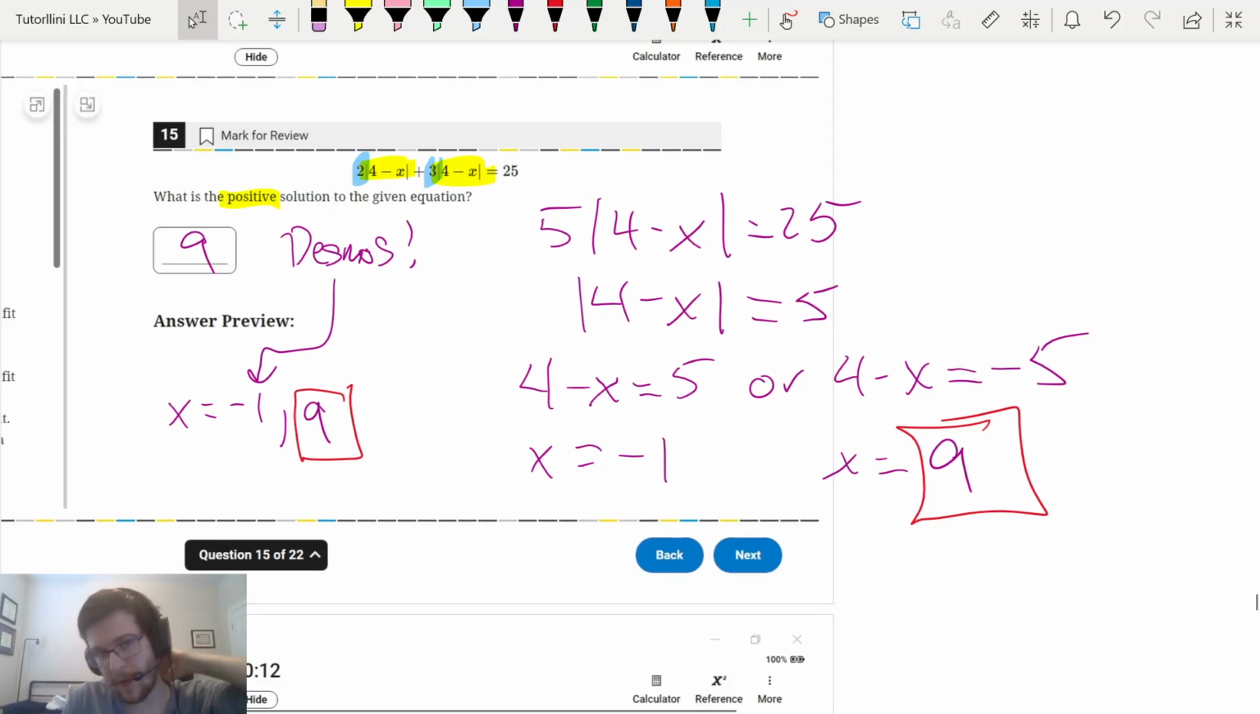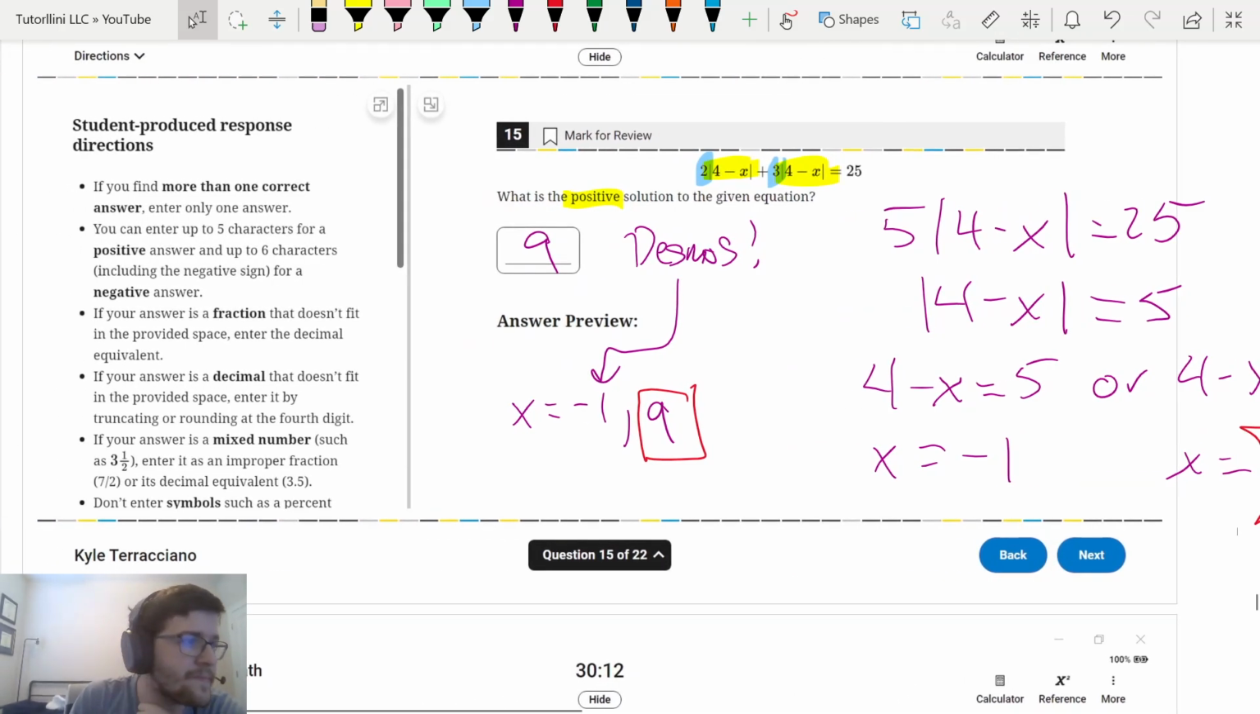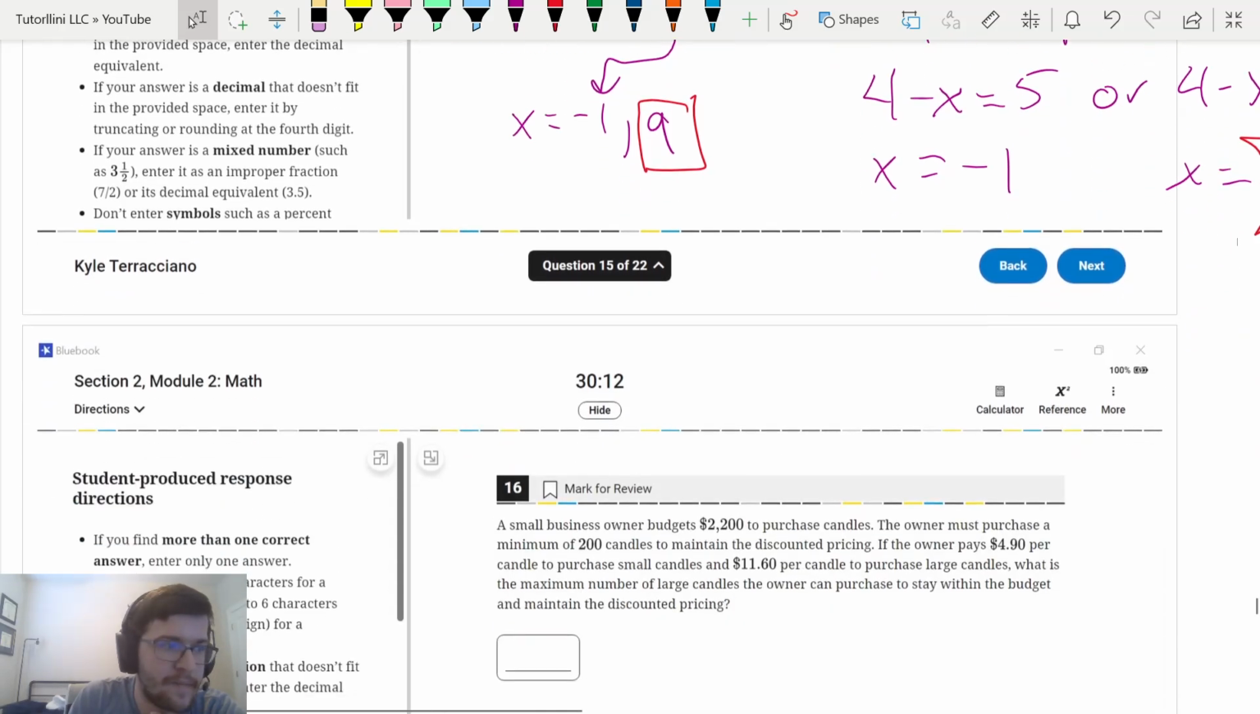And that's great, but I'm going to be real with you. A good percent of kids wouldn't have known how to do that. But if you know how to type equations into Desmos, you can get the answer very easily. So anyway, the answer is 9.